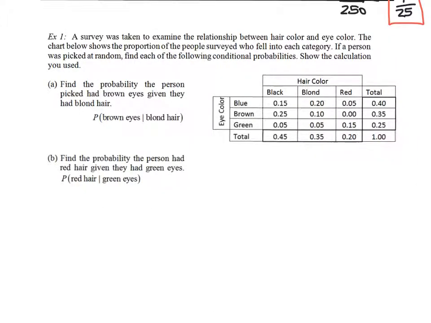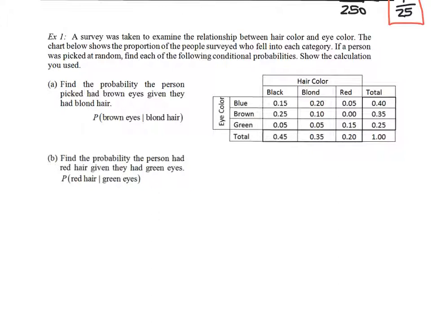Now in example number 1 written below, we're given our information in a two-way table. So you'll notice all the information in this table. It says a survey was taken to examine the relationship between hair color and eye color. The chart shows the proportion of the people surveyed who fell into each category. If a person was picked at random, find each of the following conditional probabilities. So then a conditional probability means find the probability of something happened given that something else has already occurred.